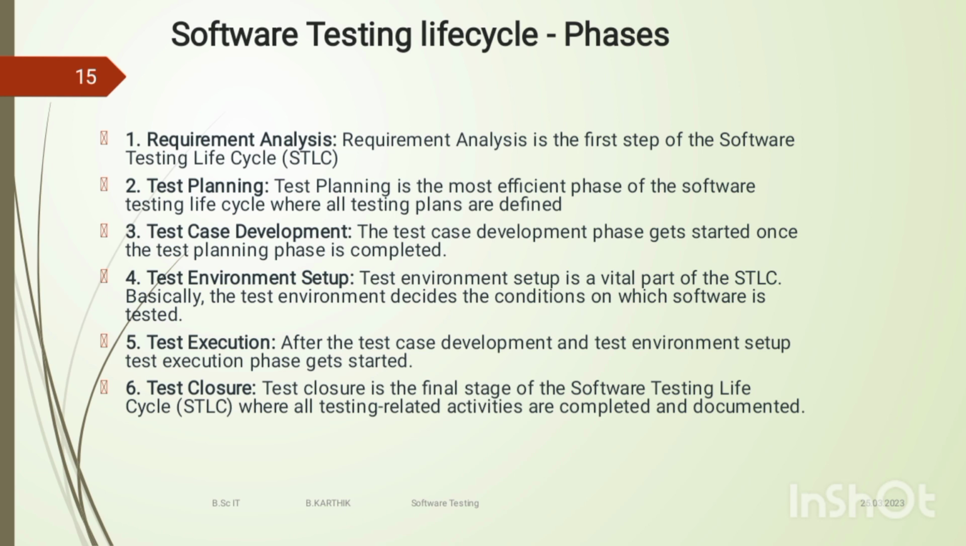The test case development phase gets started once the test planning phase is completed. The fourth one is test environment setup. Test environment setup is a vital part of the software development life cycle. Basically, the test environment decides the conditions on which software is tested. The fifth one is test execution. After the test case development and test environment setup, the test execution phase gets started. The sixth one is test closure. Test closure is the final stage of the software testing life cycle, where all the testing related activities are completed and documented.